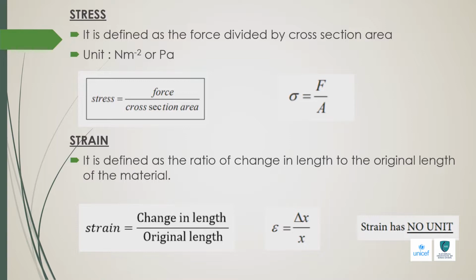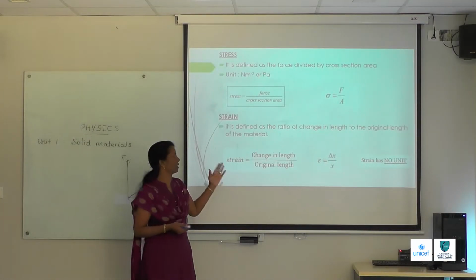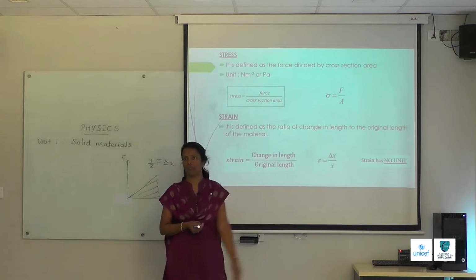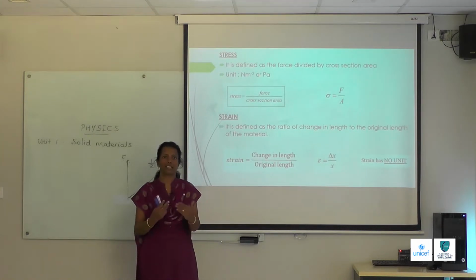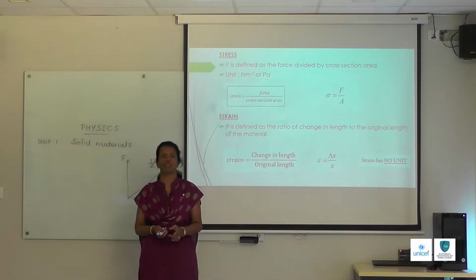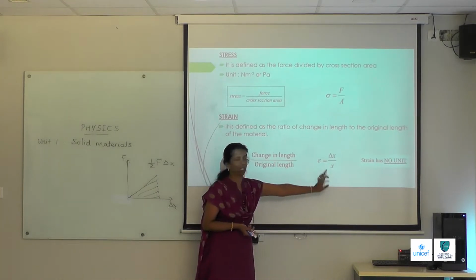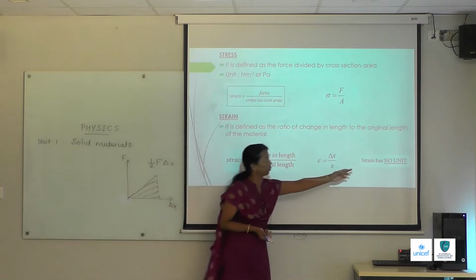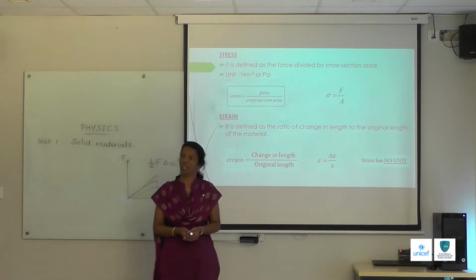The next important quantity that you need to be familiar with is strain. Whenever the material is subjected to stress, it undergoes strain. So, what exactly is the strain? Strain is the ratio between the change in length and the original length. Since it is a ratio between lengths, it has no unit. It is represented by the symbol epsilon, which is calculated as delta x divided by x. So, it is very clear why it has no unit, because it is a ratio between two lengths.